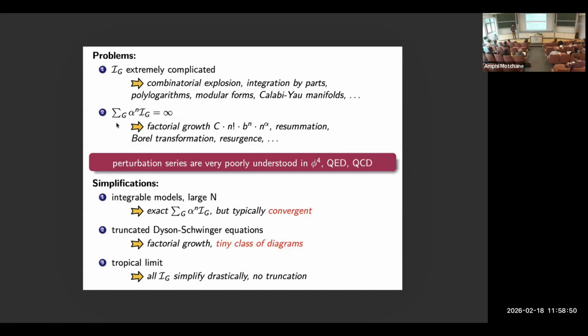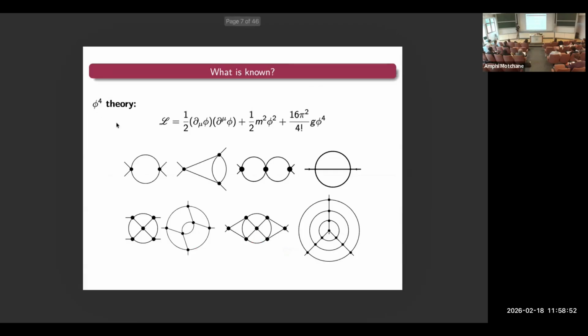So let me just show you what we know. And as I said, we don't really know much. I will go to the basic. Every QFT textbook must have a chapter on phi to the 4th theory, I hope. So I'm looking at a theory where I have a Lagrangian, just a scalar field, quadratic interaction, it may have mass term, and a quartic interaction.